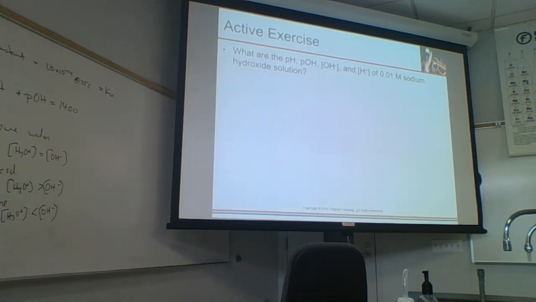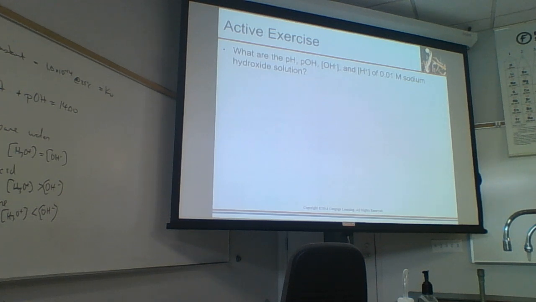So if we do 0.01 molar sodium hydroxide, well, that means that we have 0.01 molar. This is a strong electrolyte, so we're going to have 0.01 molar hydroxide. 0.01 molar hydroxide is equal to 1 times 10 to the minus 2 molar hydroxide. And therefore the pOH is equal to 2. pOH is equal to 2.